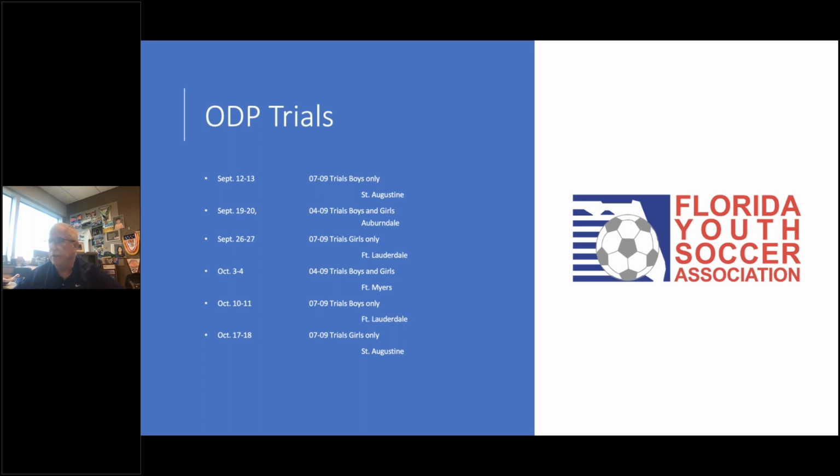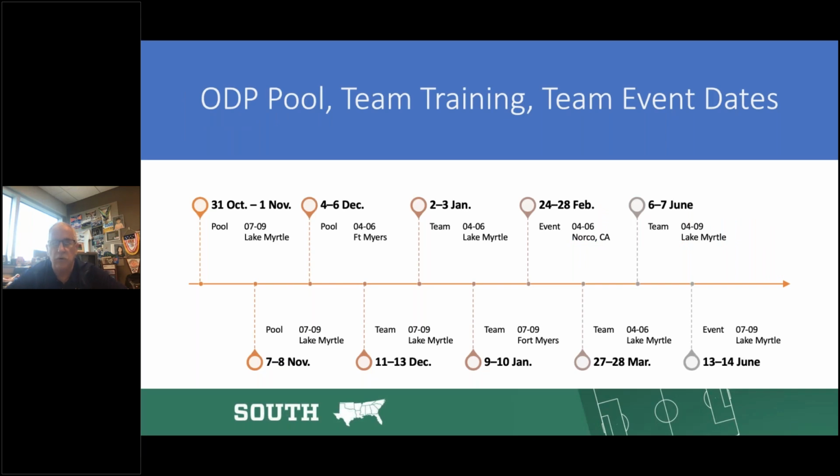The other piece to this is our pool, team training, and event dates. Notice we don't have many events. I've got an event here in Norco, California, and then an event here in Lake Myrtle. We don't have any other events, and the reason is that we don't have a way to schedule those events yet because of the pandemic. So that's where we're at with this.